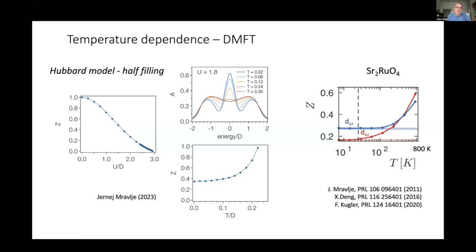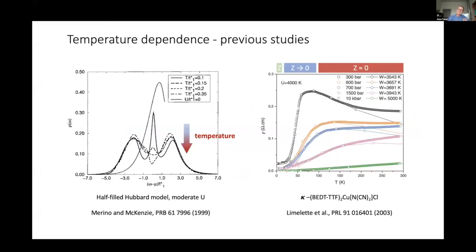And it seems a common picture in DMFT that as you increase temperature, these quasi-particles tend to behave more and more like non-interacting electrons. So the only case we found, in theory and probably in experiment, where Z goes to 0 as you increase temperature, is if you are very close to the metal insulator transition. And this is the case of these organic salts.